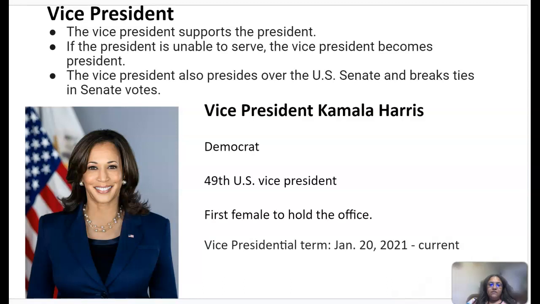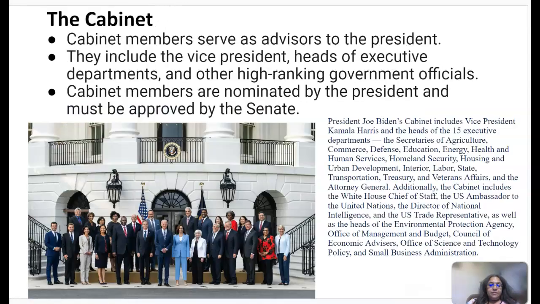Vice President. The Vice President supports the President. If the President is unable to serve, the Vice President becomes President. The Vice President also presides over the U.S. Senate and breaks ties in the Senate votes. Vice President Kamala Harris, Democrat, 49th U.S. Vice President, first female to hold the office. She is currently the Vice President. Her term began January 20th, 2021 to this current date.